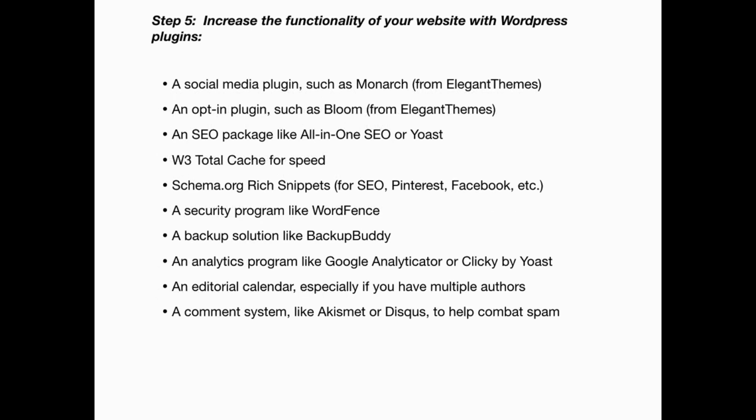Step 5. Increase the functionality of your website with plugins. I recommend a social media plugin, an opt-in plugin such as Bloom that makes it easy to incorporate an opt-in box on your blog, an SEO package, a W3 Total Cache in order to improve speed, a security program like WordFence, as well as a backup solution like Backup Buddy.